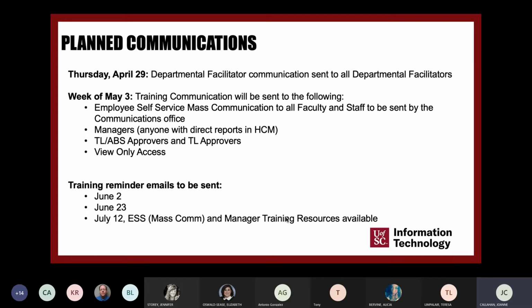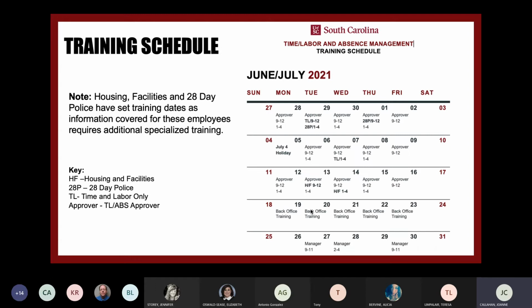There's just over 500 folks that will be providing support across our campuses. Next week, starting May 3rd, there's going to be a mass communication to all faculty and staff. This is specific to employee self-service, and that's a mass communication coming from the communication office. Then I'll also be sending a targeted email to all managers, anyone with direct reports in HCM, letting them know what their training options are. And if we go back, you can see that the week of July 26th, we have 3 manager options available, and so they'll be able to choose from those dates.